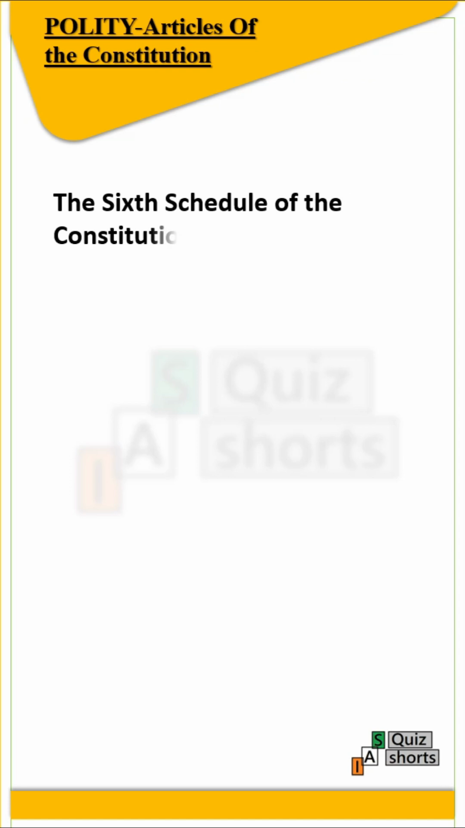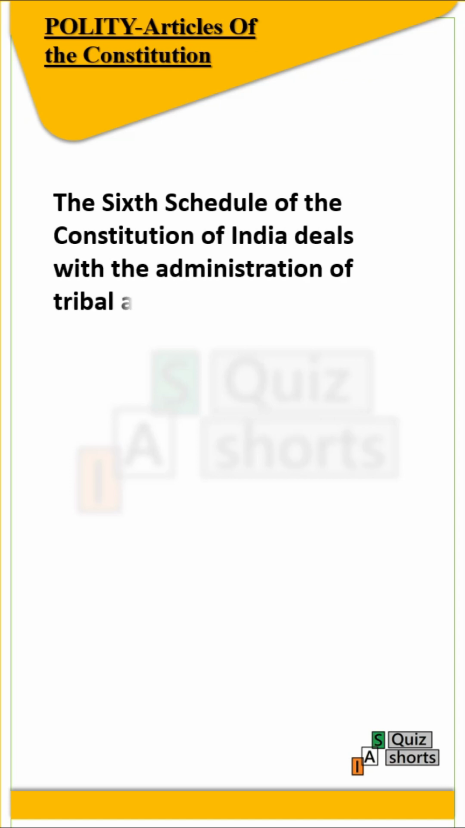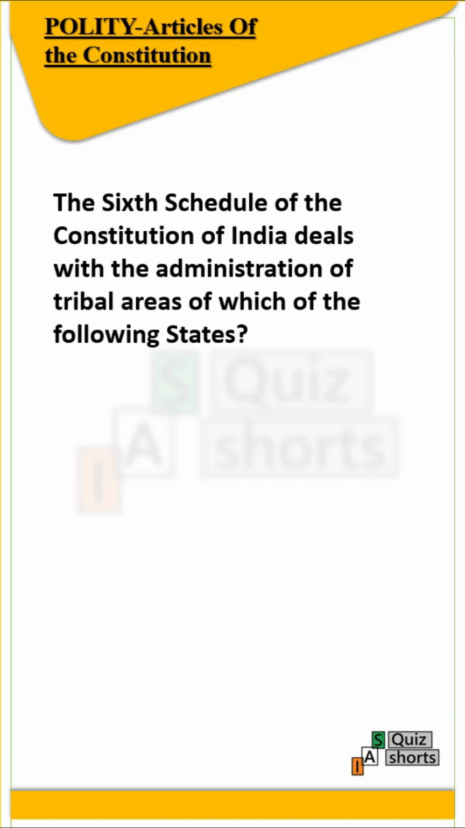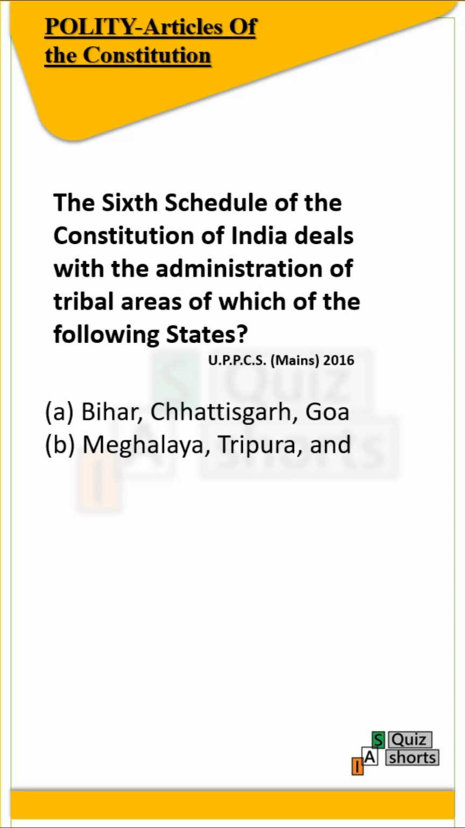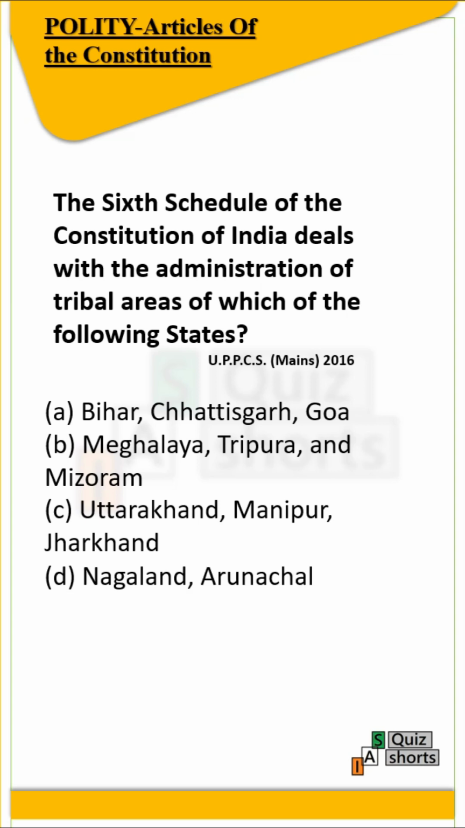The 6th schedule of the Constitution of India deals with the administration of tribal areas of which of the following states? Option A Bihar, Chhattisgarh, Goa. Option B Meghalaya, Tripura, Mizoram. Option C Uttarakhand, Manipur, Jharkhand. Option D Nagaland, Arunachal and Tripura. Answer is option B Meghalaya, Tripura, Mizoram.